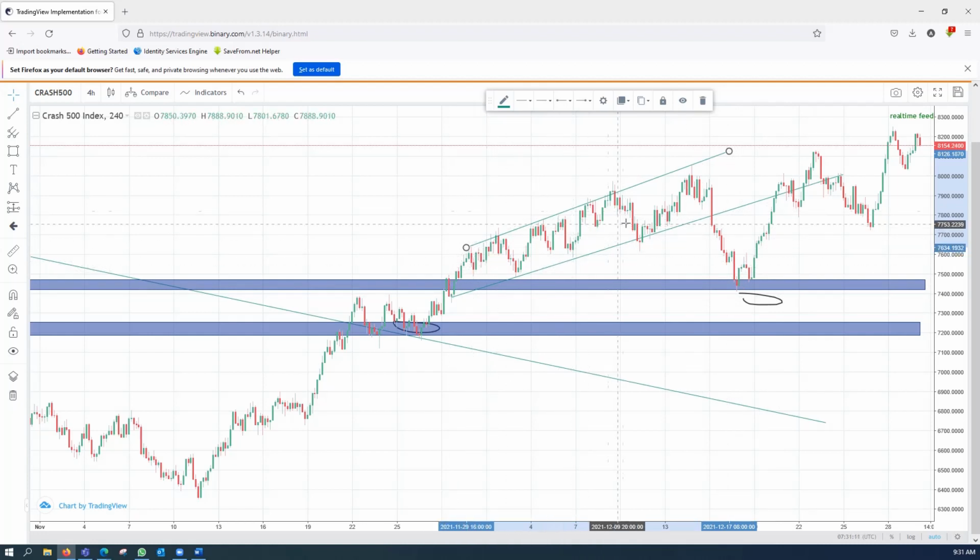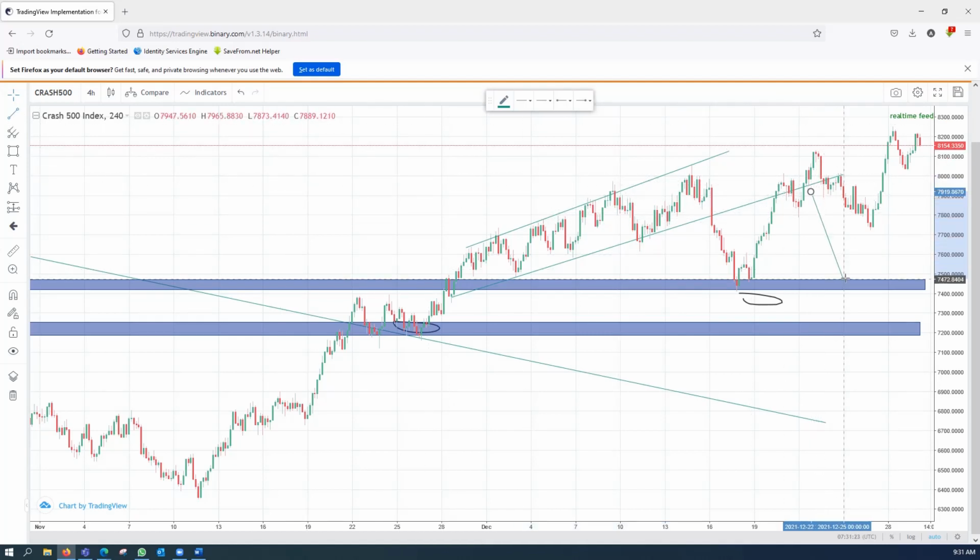The market has been trending up, and then it broke the trend line. It came down and came back to test the trend line. What were we expecting at that point? We were expecting the market to go down. But did it go down? No, it didn't go down.